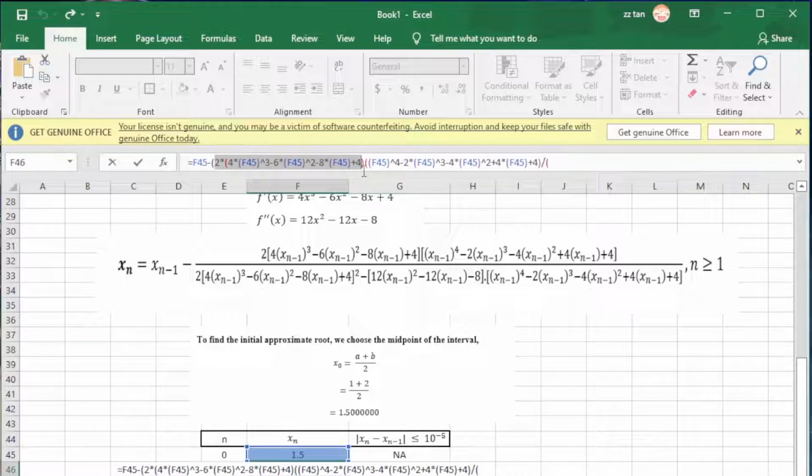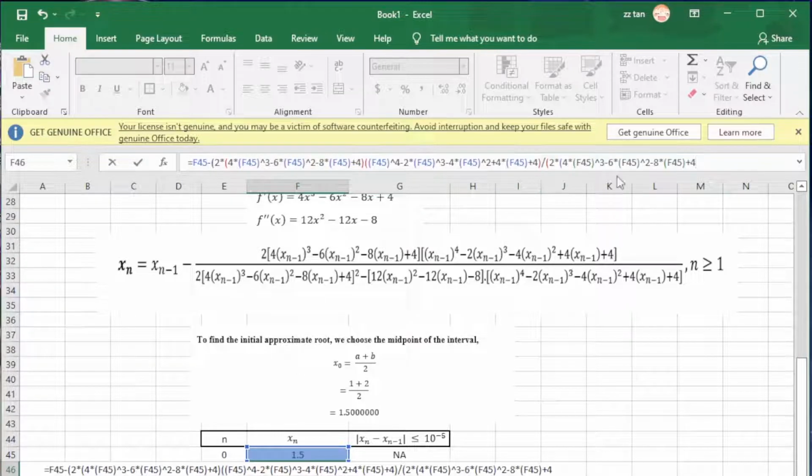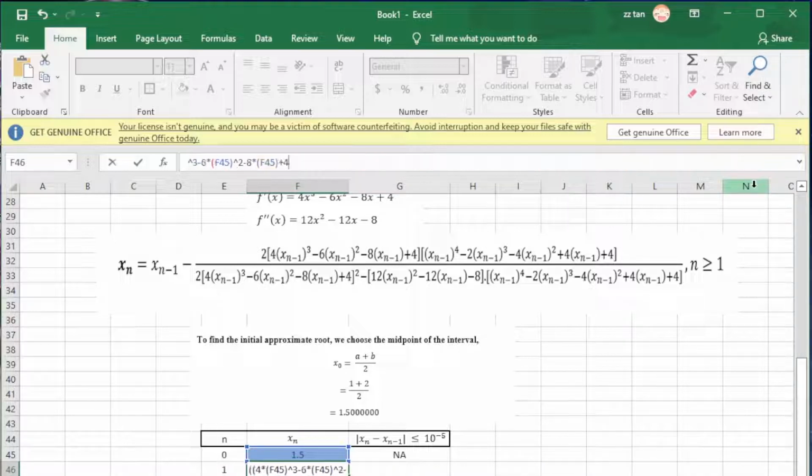Okay, then this one got another bracket because we need to square it. Okay, then close the bracket. This one we put one more bracket. Okay, then we minus 12 times x naught square. Oops, sorry.